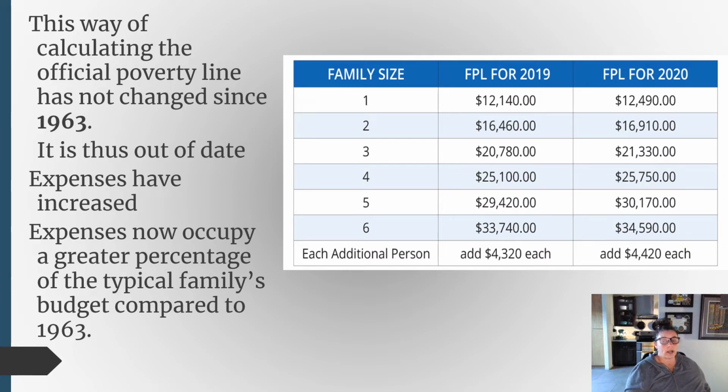So why do we use this official poverty line, and why has it not changed since 1963? We know that this system of calculating the official poverty line is out of date. I mean, clearly it's approximately 60 years old. We know expenses have increased. We know expenses occupy a greater percentage of a family's budget compared to the 1960s. And we even know that the cost of housing has increased dramatically, and it takes up a lot more than a third of a family's budget. However, we have not found another way to calculate the poverty line that works as well as this. So it still is in use today, and it still seems to be the best method for calculating the poverty line despite its problems.